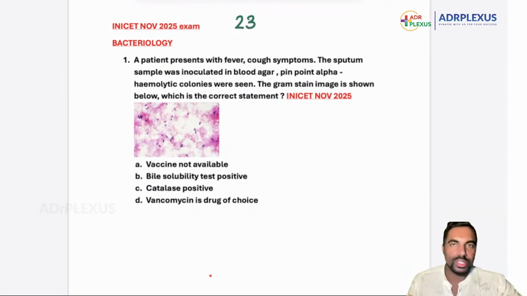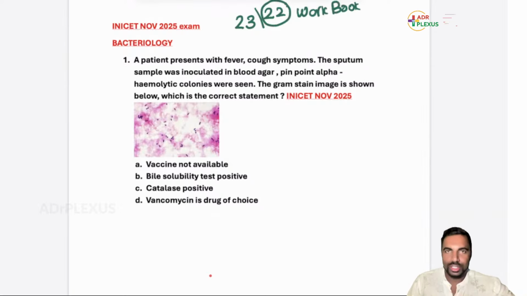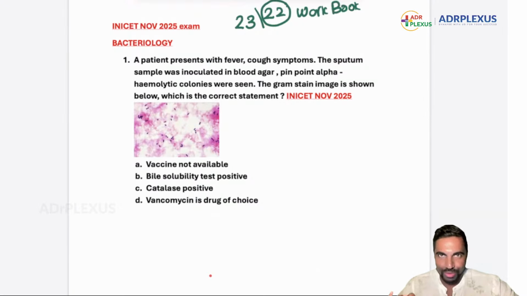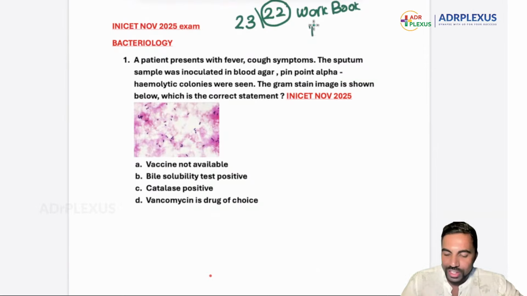Okay, 23 questions. In that, 22 questions were from the workbook only. In that, 20 are direct questions where we repeated it and we told it was most important. Okay, I'll show you all the things with the proof. All very important. And one question that is, I can tell you, is biosafety level.